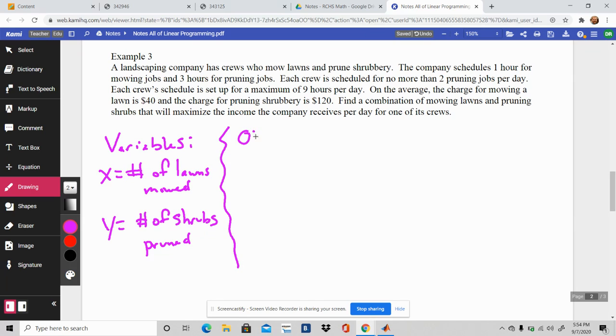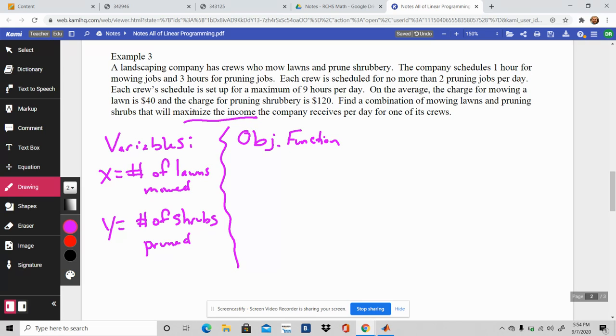Their objective, so the objective function, is to maximize the income. If this is your business, you'd probably want to be doing the same. You're trying to figure, okay, how can I make the most amount of money? What's going to be possible? All right, so the objective is to maximize the income.